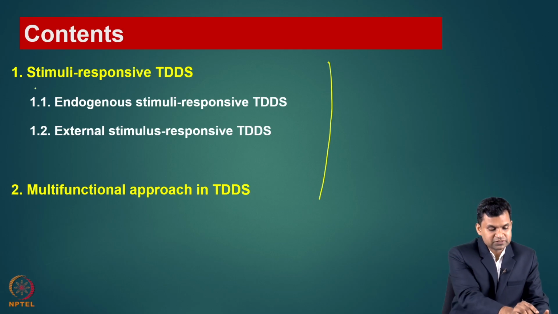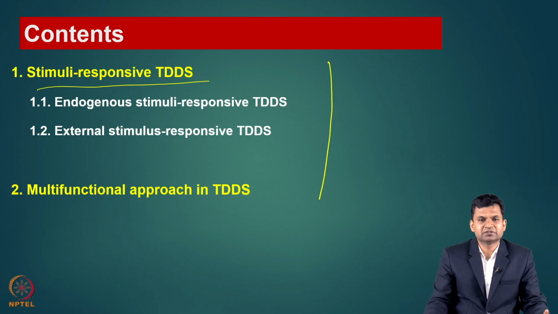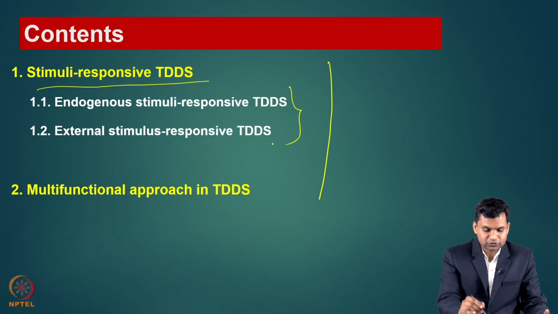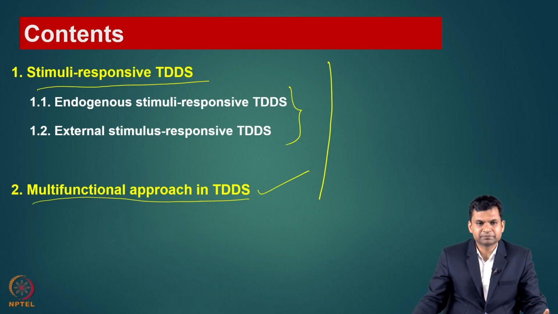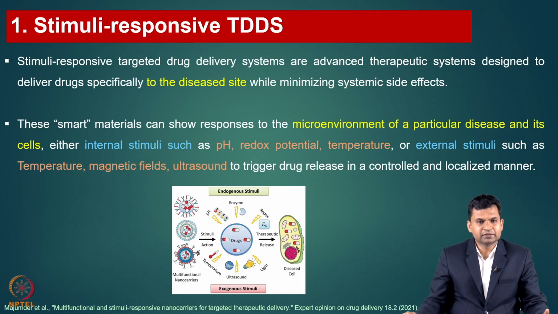Here we are going to discuss stimulus responsive targeted drug delivery systems. It can be classified into two parameters. One is endogenous stimuli responsive targeted drug delivery systems, and the other one is external stimulus responsive targeted drug delivery systems. After that, we are going to discuss the multifunctional approach in targeted drug delivery systems. Here we will see the basics of stimuli responsive targeted drug delivery systems.